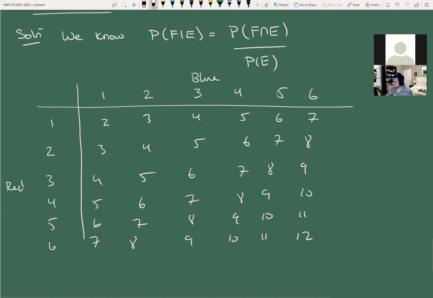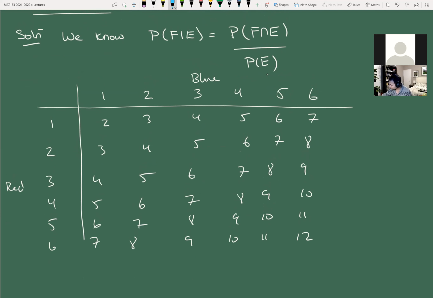So let's see. Let's make E. E is going to be blue. Okay, so I need the even events. And I realize I've made a terrible mistake because this event is going to be terrible to compute.